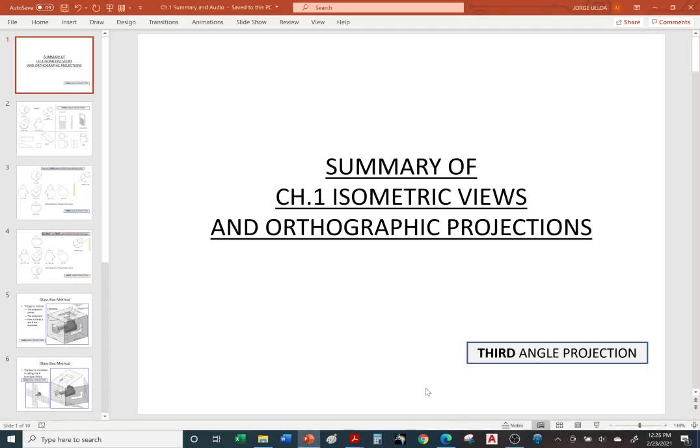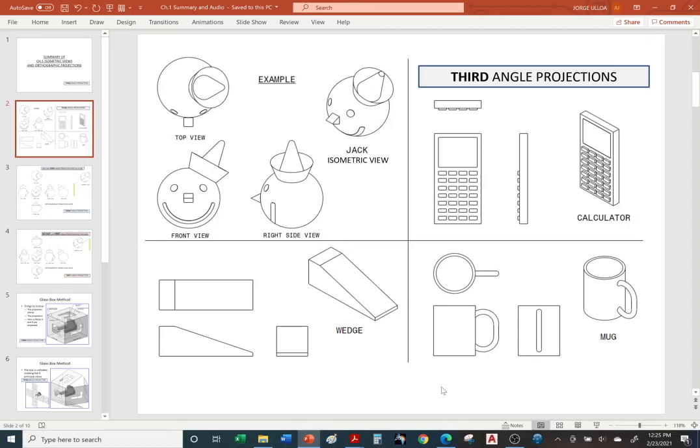Welcome back. In this video, we're going to continue with Chapter 1. So this is the second part of Chapter 1. We're going to keep going over isometric views and orthographic projections. So, a quick summary from our last class session.